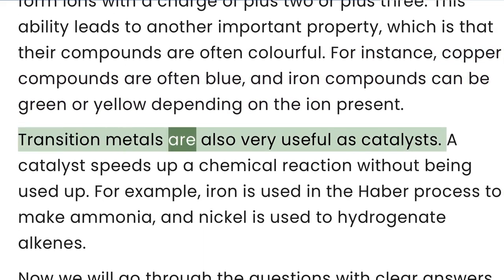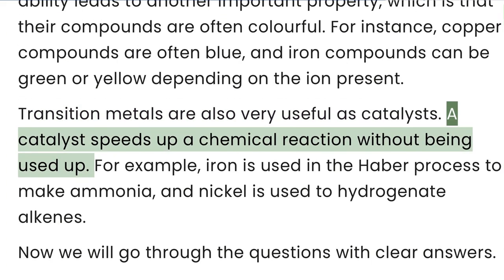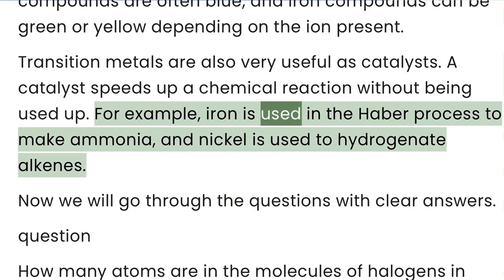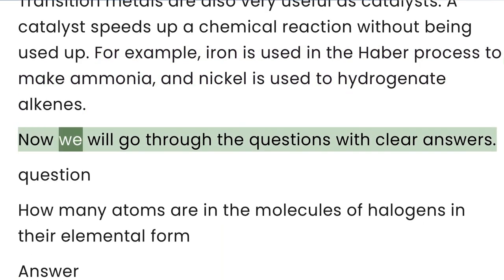Transition metals are also very useful as catalysts. A catalyst speeds up a chemical reaction without being used up. For example, iron is used in the Haber process to make ammonia, and nickel is used to hydrogenate alkenes. Now we will go through the questions with clear answers.